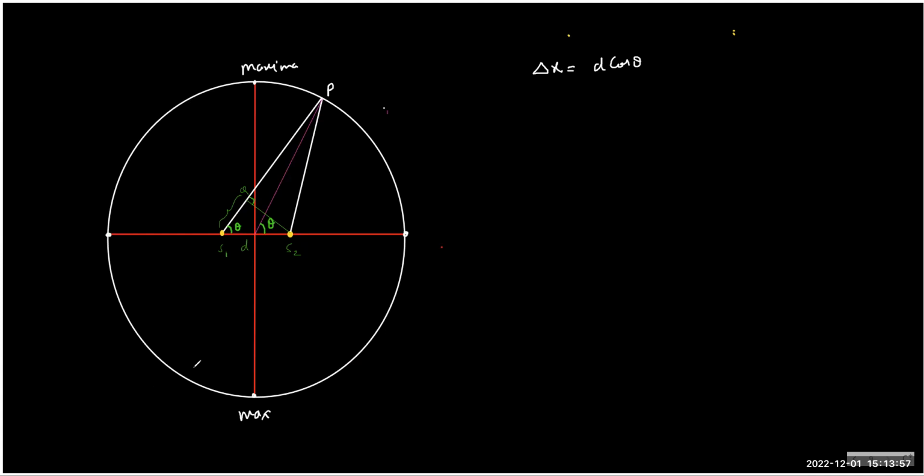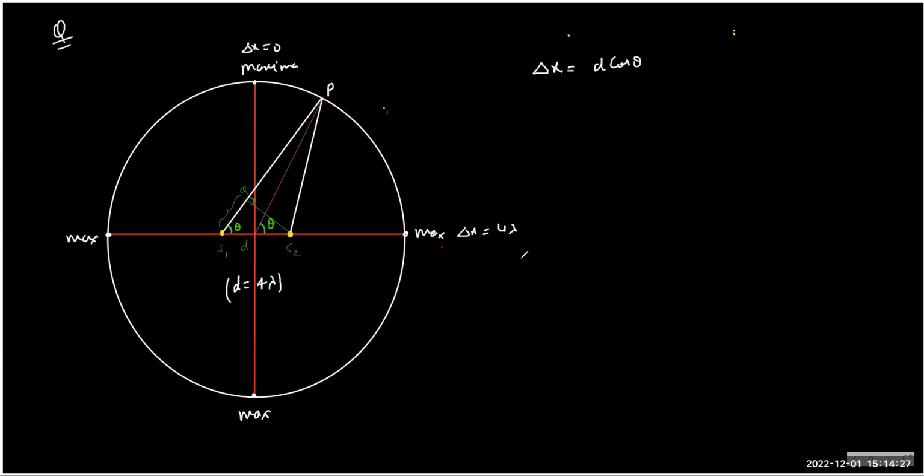Yes, sir. So to get a better perspective, let's take some value of d to solve this question. Let's say d is 4 lambda. Then this will also become maxima, luckily. Yes, sir, because the path difference is n lambda. So now here the path difference is 0, and here the path difference is 4 lambda, right?